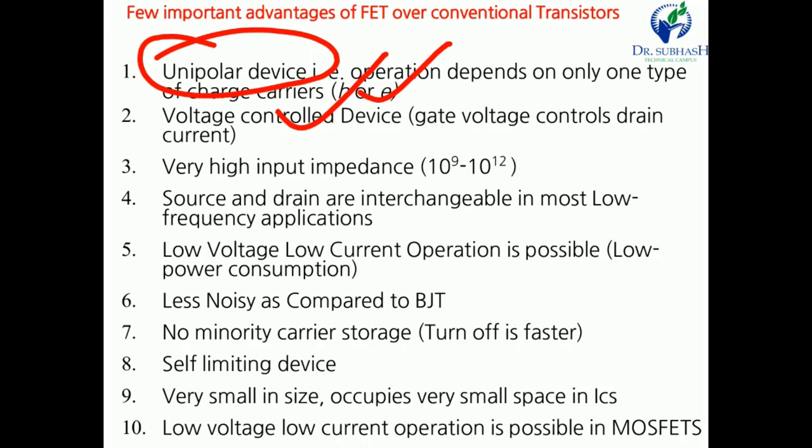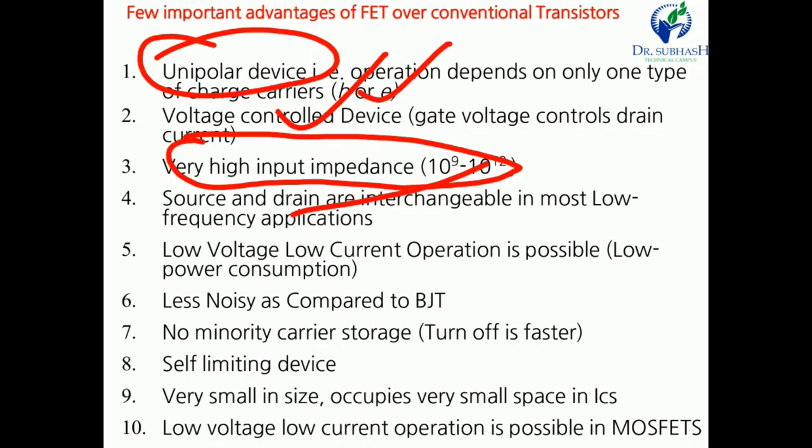Then third one, high input impedance. If you want to design an amplifier with high linearity, then input impedance should be high. So FET is more suitable than BJT. Then fourth, source and drain are interchangeable in most low frequency applications. The main application may be amplifiers, high frequency as well as low frequency. If we talk about low frequency applications, then drain and source can be interchanged. So it is easy to design a circuit.